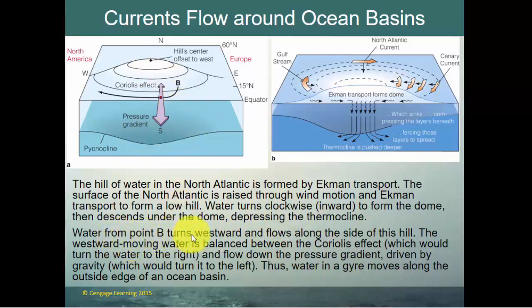Water movement from B turns westward and flows along the side of the hill. The westward moving water is balanced between the Coriolis effect, which would turn the water to the right, and the flow down the pressure gradient, which would want to cause it to go to the south, which is driven by gravity. Thus, the water in a gyre moves around the edge of the ocean basin. So it's a combination of the Ekman current turning it to the right, combined with this downhill movement turning it south, that causes it to generally and gradually move in a clockwise flow around the ocean basin.